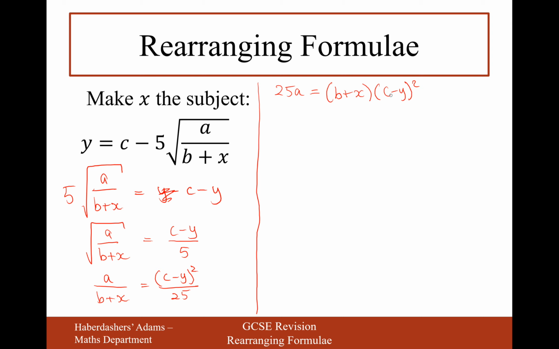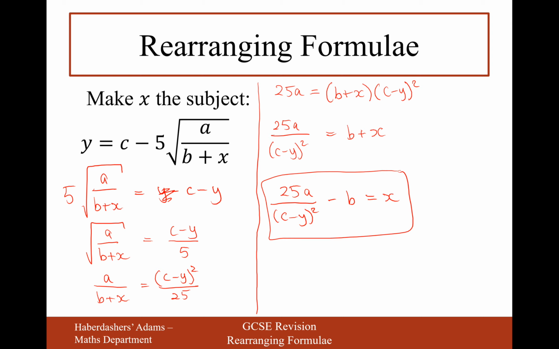Then I'll divide by this c minus y squared equals b plus x, and the only thing left to do now is just to take away the x from both sides. 25a over c minus y squared minus b equals x. And there we are, that's the answer to this question.